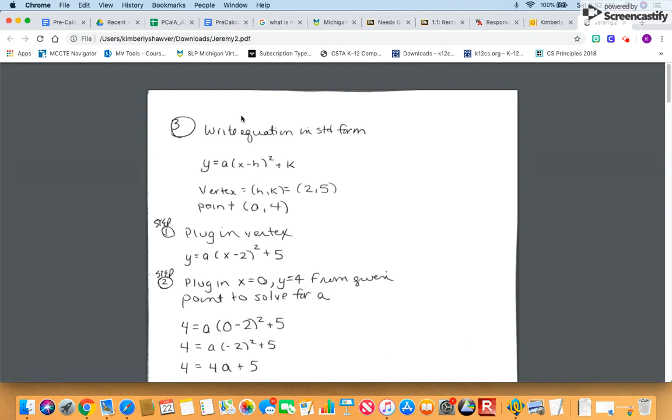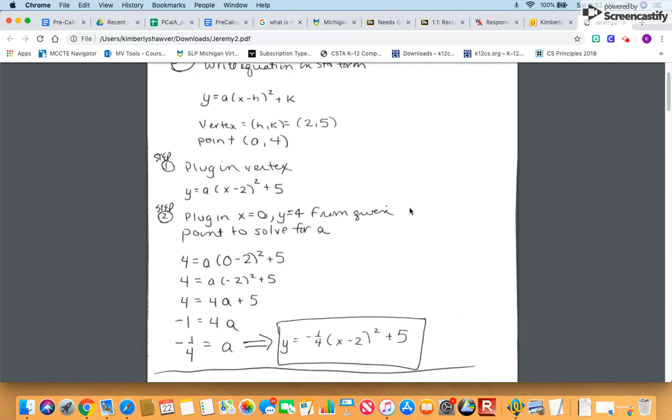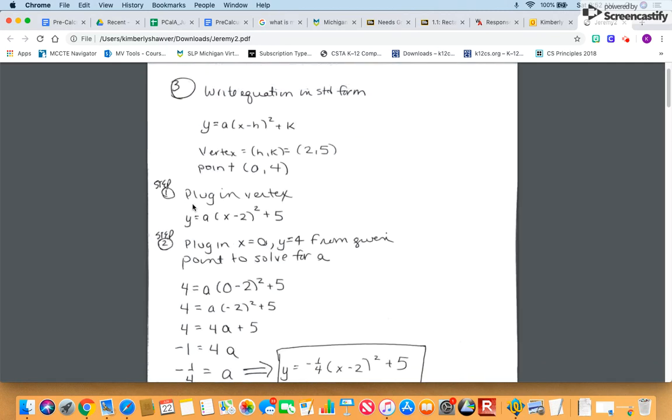Number 3, write the equation in standard form. So this is the form that we're looking for. And you're given a vertex (2, 5), which are the coordinates of h and k, and a point that satisfies the equation. So the first thing you do is plug the vertex h, k into the equation. So you get something like this.